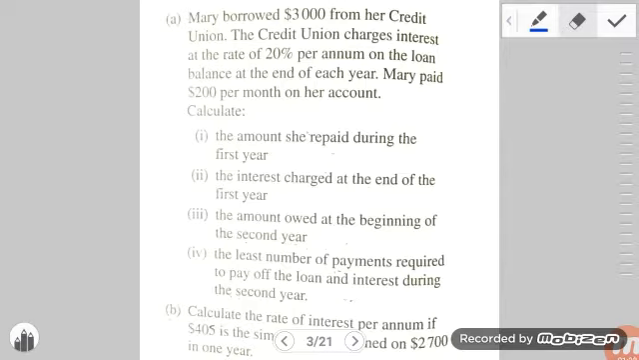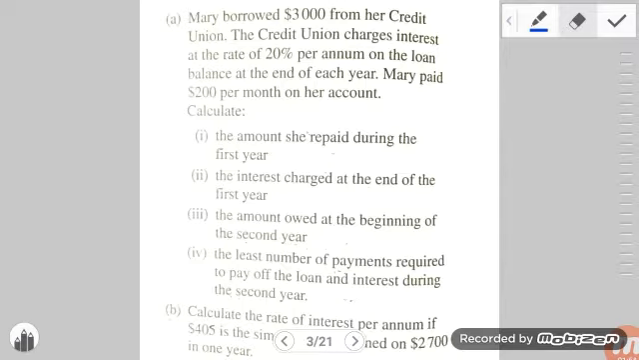So this question here talks about the fact that Mary borrowed $3,000 from her credit union. The credit union charges interest at a rate of 20% per annum on the loan balance. So it's 20% per annum on the loan balance at the end of each year. Mary paid $200 per month on her account. The amount she repaid during the first year.